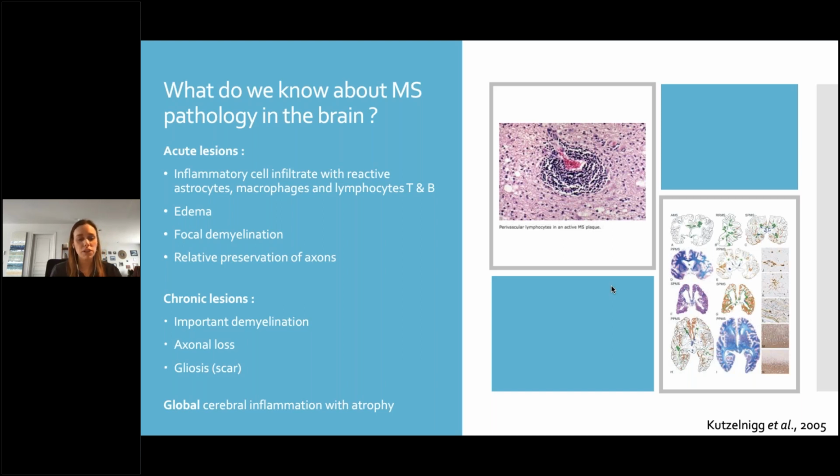Thereafter, some lesions will undergo repair while others may fail to repair, and they will evolve into chronic plaques. In those lesions, the degree of demyelination, axonal loss, and gliosis, or scarring, will be more important. The neurodegenerative processes may extend outside the focal areas of the plaques. So we see focal lesions, but the processes will extend outside of them, to areas of what we call normal appearing white and gray matter. MS is a diffuse disease, and global cerebral inflammation and atrophy is now well established.